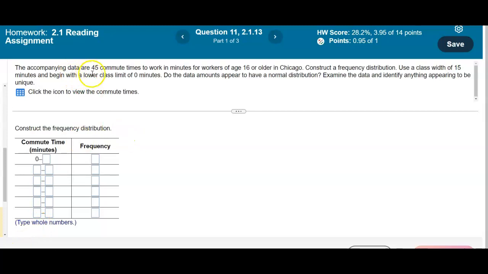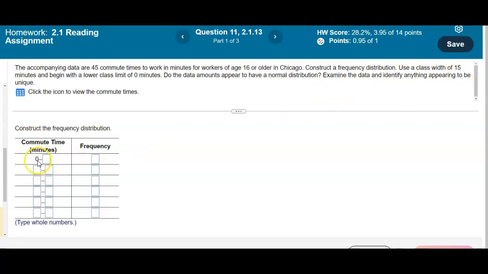The accompanying data are 45 commute times to work in minutes for workers of age 16 or older in Chicago. We want to construct a frequency distribution. We want to use a class width of 15 minutes and then begin with a lower class limit of 0 minutes. Do the data amounts appear to have a normal distribution? And then we want to examine the data and identify anything appearing to be unique. Well, the first thing is we want to be able to identify our classes. And it's telling us that our class width is 15.